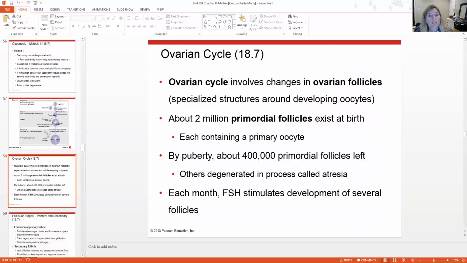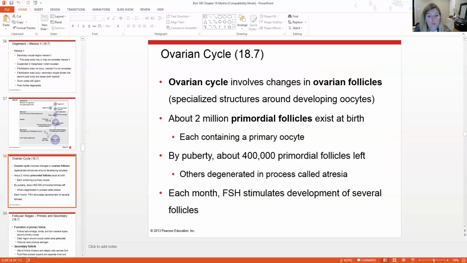So the ovarian cycle involves changes within the ovarian follicles. These are special structures that surround the developing oocytes. There are about 2 million primordial follicles that exist at birth. Each contains a primary oocyte. At puberty, there are only about 400,000 left, so they deteriorate over time. It's a process called atresia.